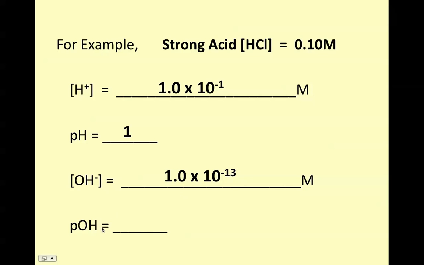Now, our pOH scale, we don't use that often. However, it is available and is based on hydroxide ion concentration. So very similar to how we got the 1 in pH, we also know that our pOH is equal to 13. And here you can see that pH and pOH should always add up to 14.